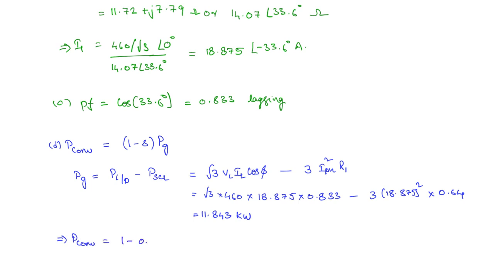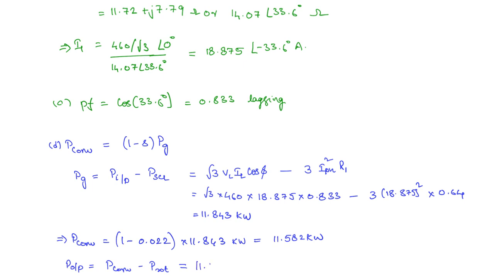Okay, so now we can find out the converted power: 1 minus 0.022, which is the slip, into 11.843 kilowatts. So this you are going to get as 11.582 kilowatts. This is the converted power. Now what about the output power? P output you can get by subtracting the rotational losses from the converted power, and then you are going to get the output power.